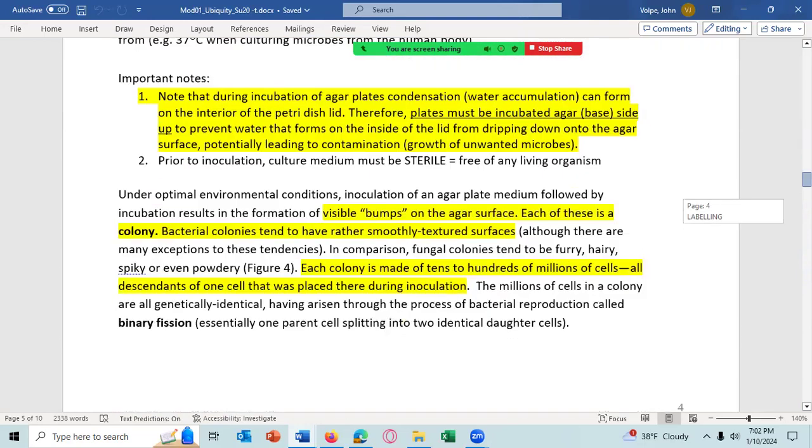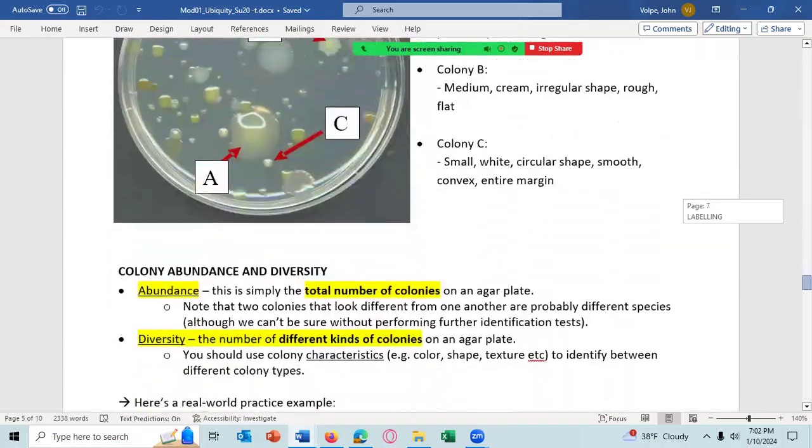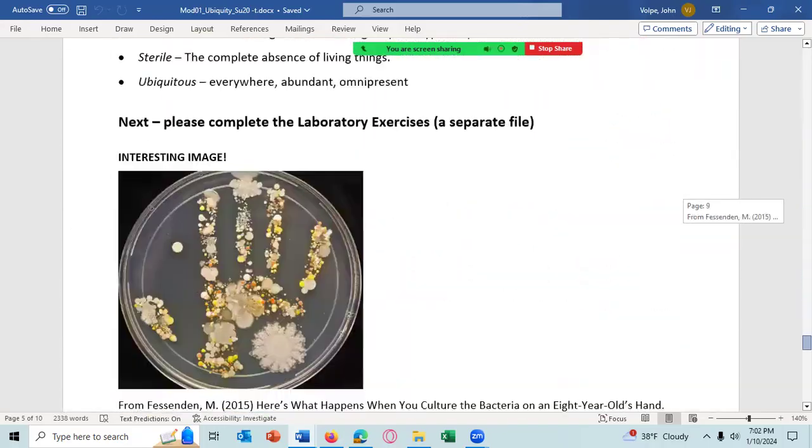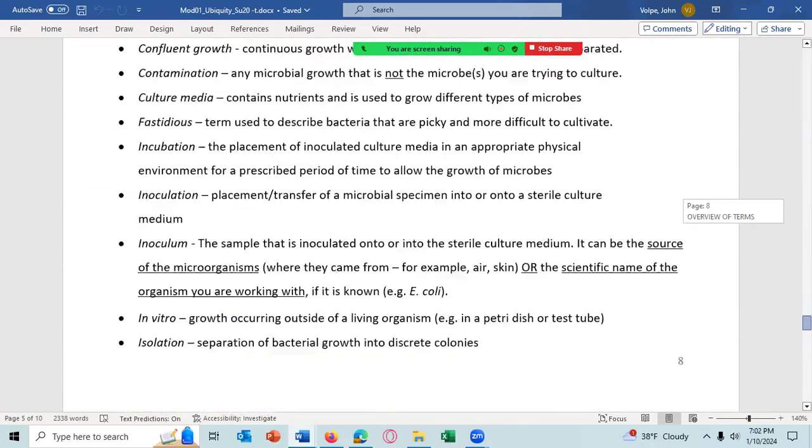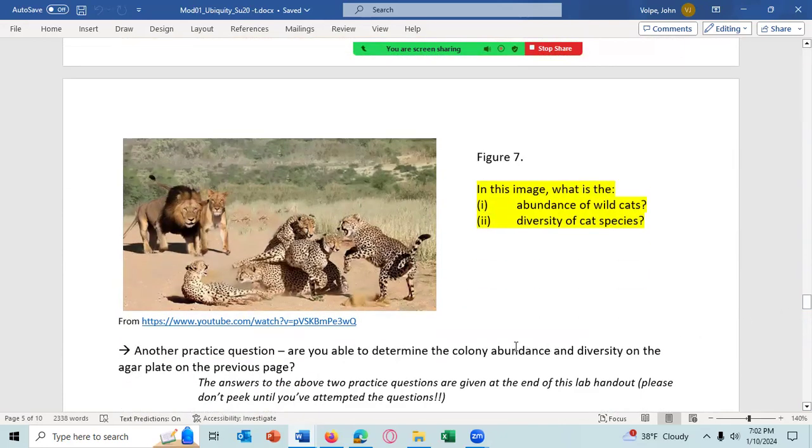Let me see if I have a better picture. Nope, I don't have a better picture. Here we can talk about the abundance of cats. This isn't colonies, but the abundance of cats are 1, 2, 3, 4, 5, 6, 7. So the abundance is 7 wild cats. The diversity of cat species is 2 species, the lions and cheetahs.